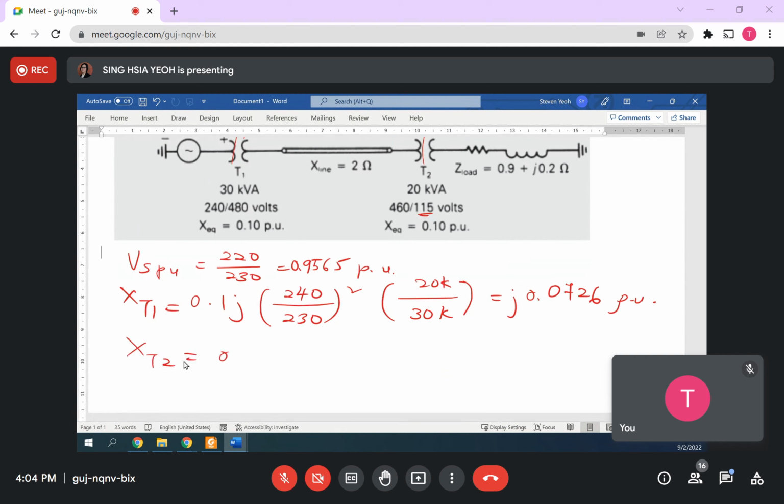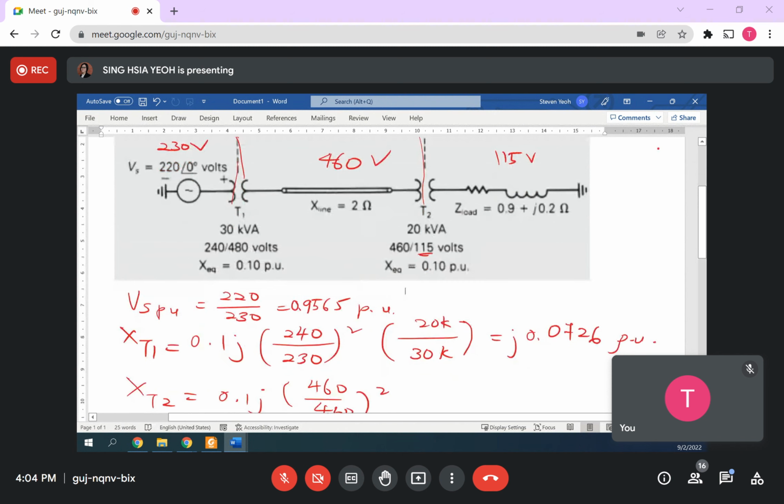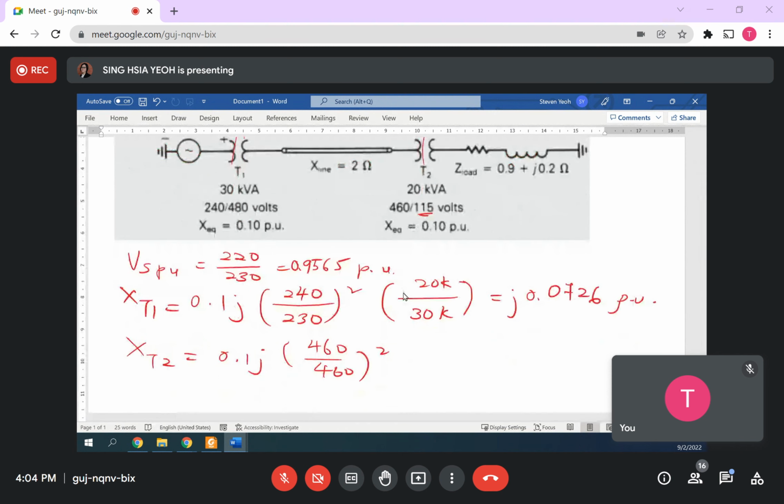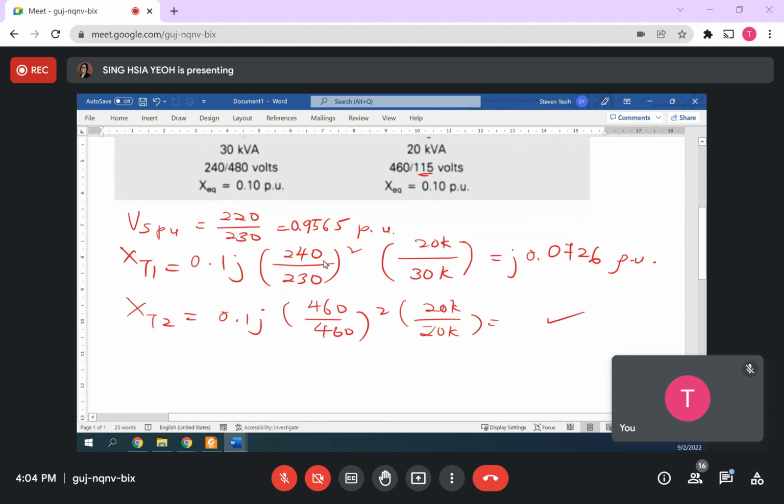So same thing, 0.1 J. Then same thing, this one 460 over 460, because they are the same, 460 plus 460. Then 20 over 20. The new one is 20K, the old one also 20K. Okay. So your calculation you settle yourself. Then we have 2 more items, right?